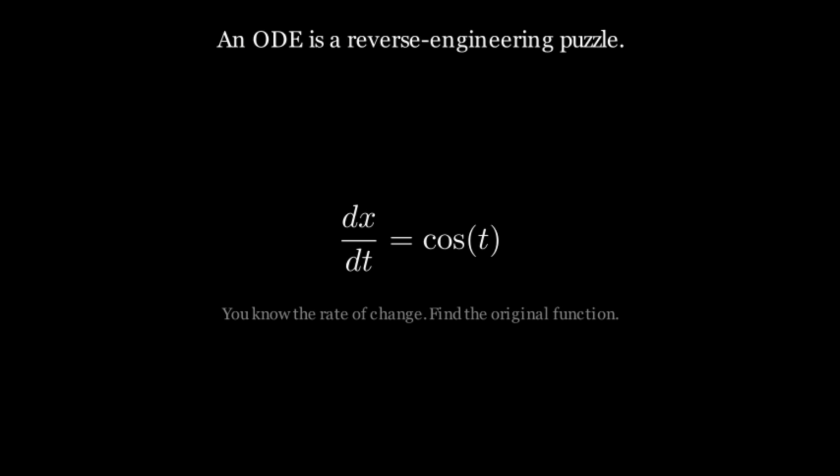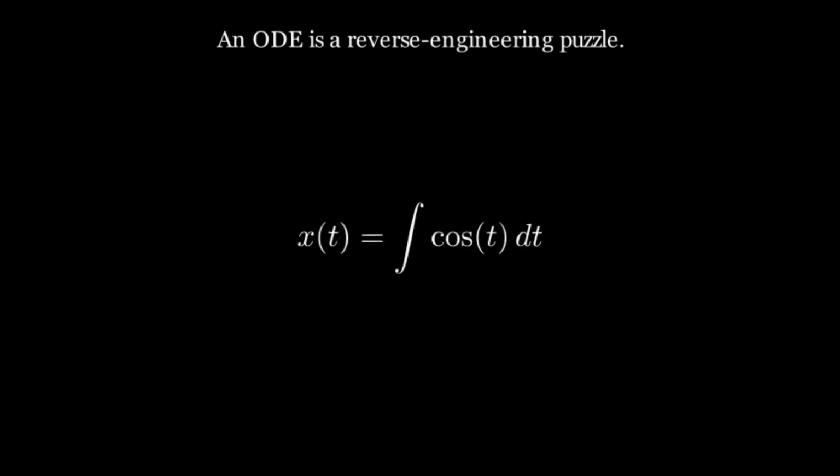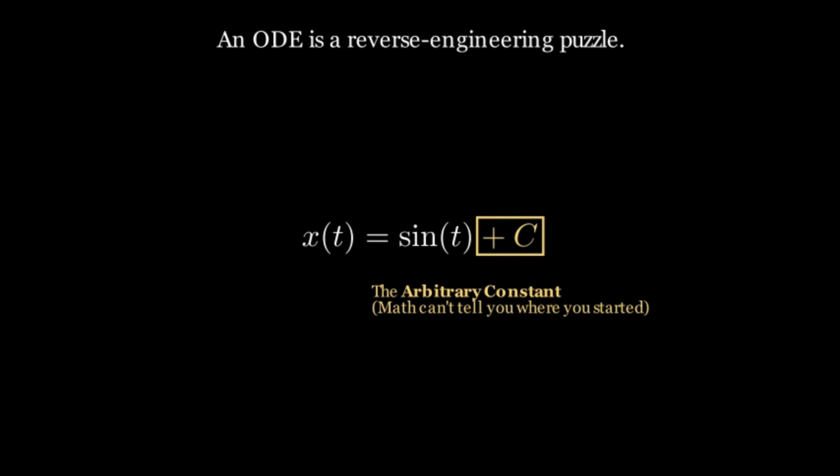Let's get started with an example. Let's say the derivative, so rate of change, is equal to a cosine. To solve this, we can just integrate both sides of the equation, and we find the family of solutions which is just a sine function. Don't forget the constant to encompass every solution because we don't know the initial condition.